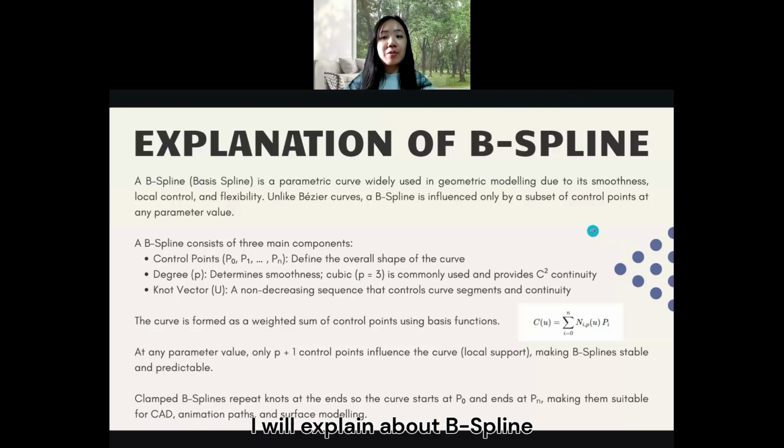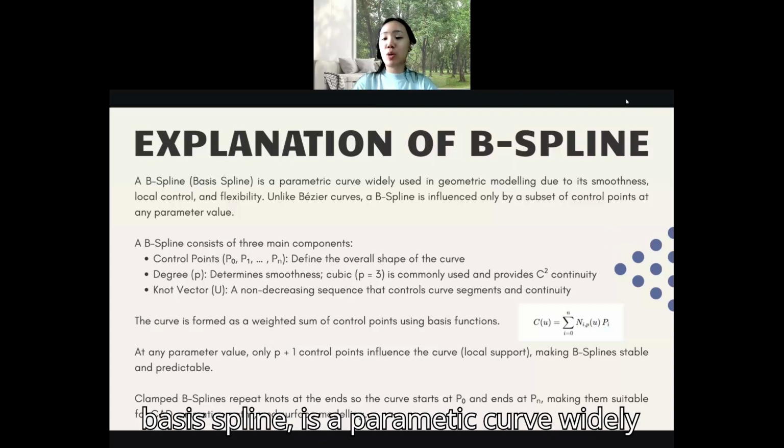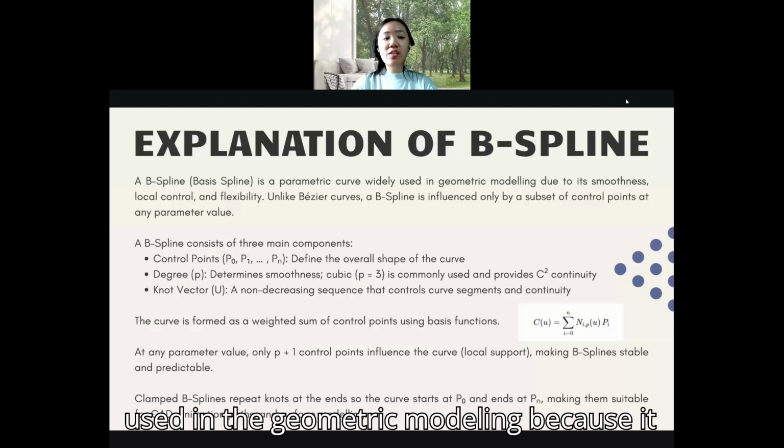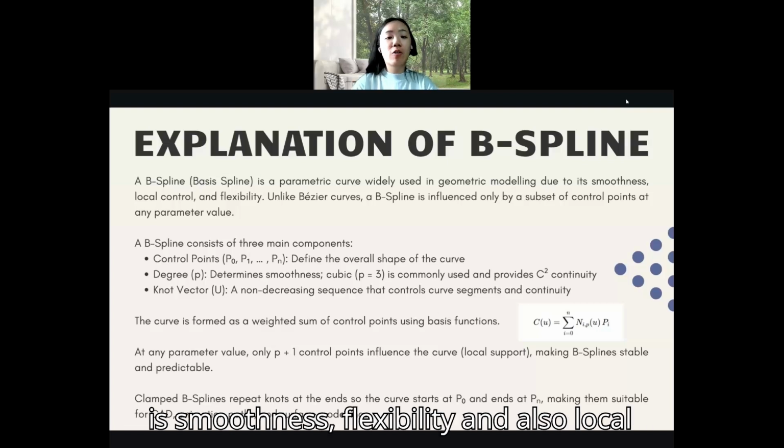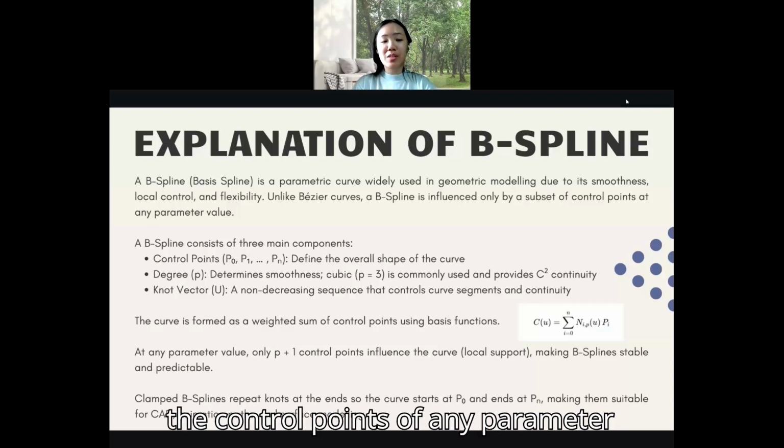So I will explain about the B-spline. B-spline, also called the basis spline, is a parametric curve widely used in geometric modeling because of its smoothness, flexibility, and also local control. Unlike the Bezier curve, a B-spline is influenced by only a subset of the control points at any parameter value.